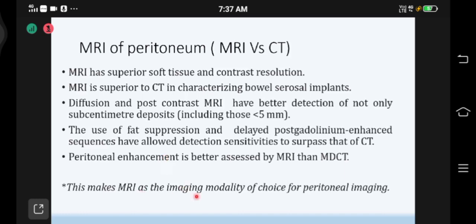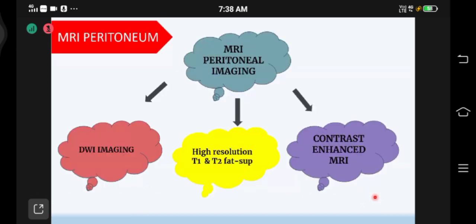So this makes MRI the imaging modality of choice for peritoneal imaging, especially for detecting and then quantifying it, right? Let me give a glance of what exactly MRI peritoneal imaging we do. One is the much improved diffusion weighted imaging sequences, then the conventional but slightly higher resolution T1 and T2 weighted fat suppression.